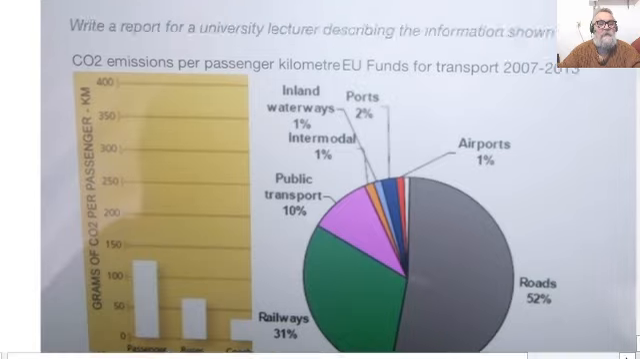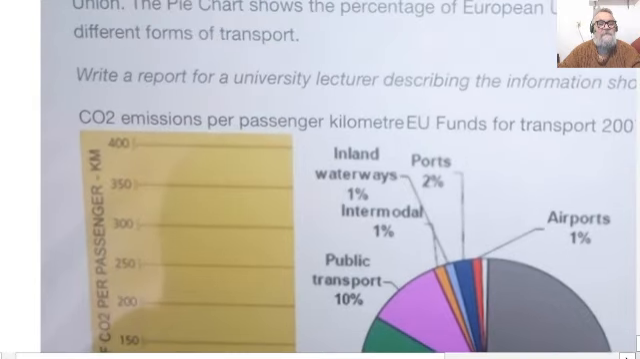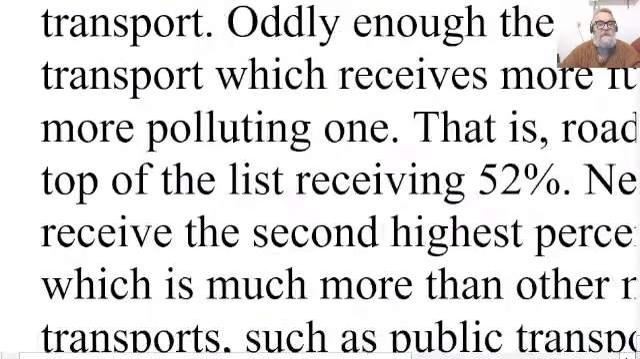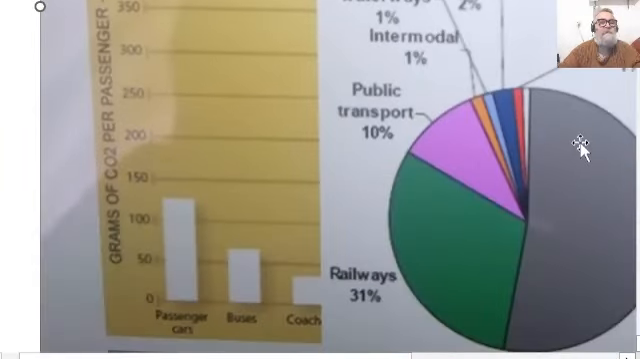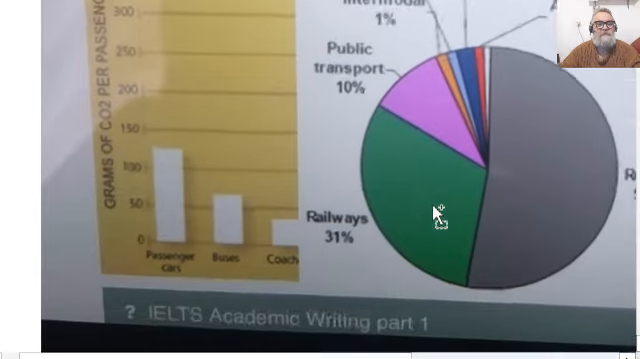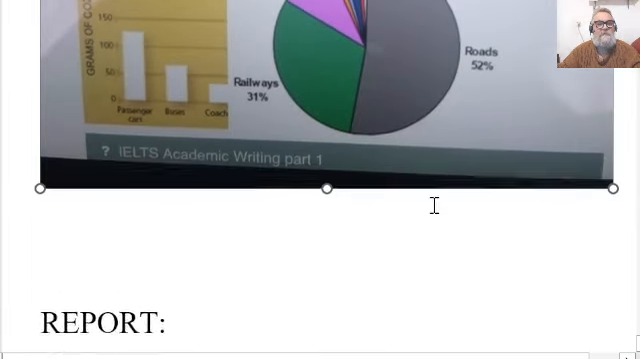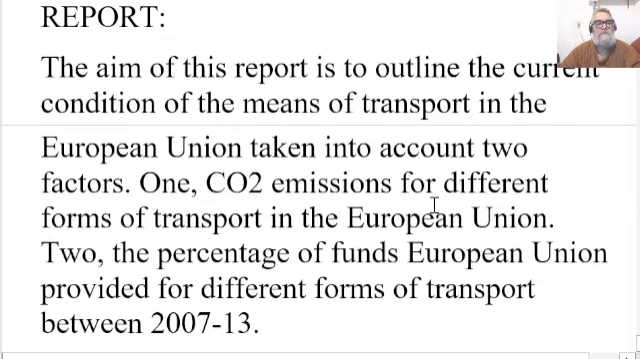And the other one, which is more difficult to see, let me see if I can make it bigger, that's better. This is grams of CO2 per passenger kilometer for passenger cars, for buses and for coaches. Okay, so it's the amount of CO2 emitted by various means of transport.